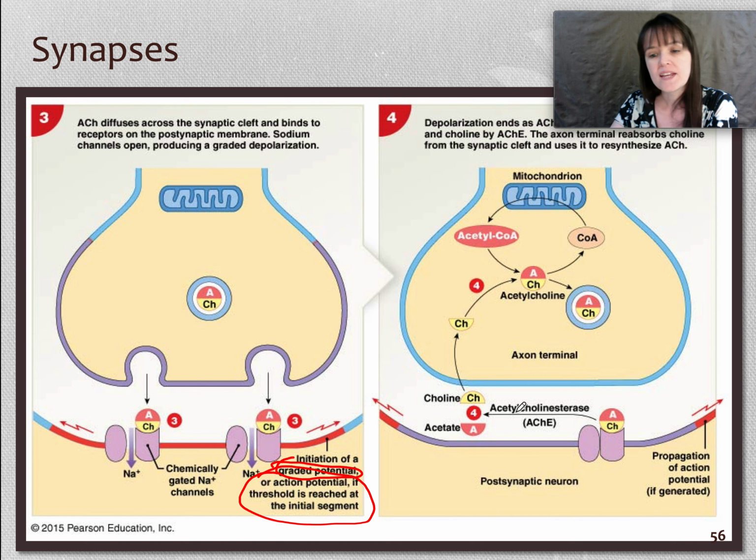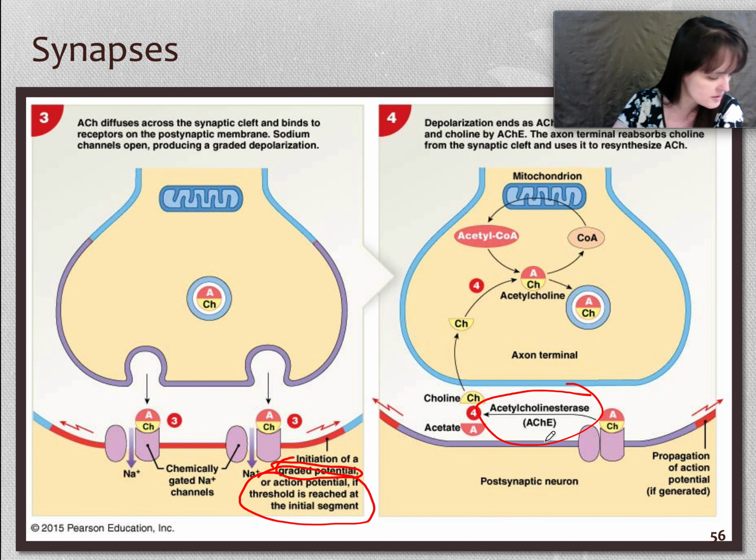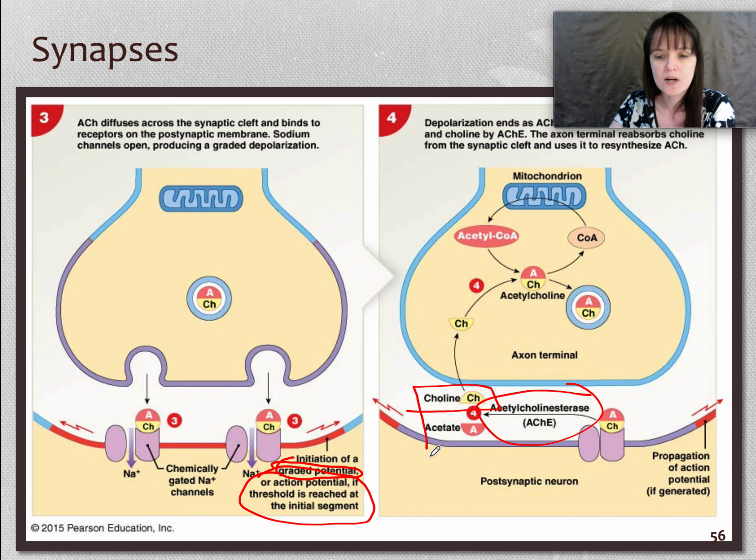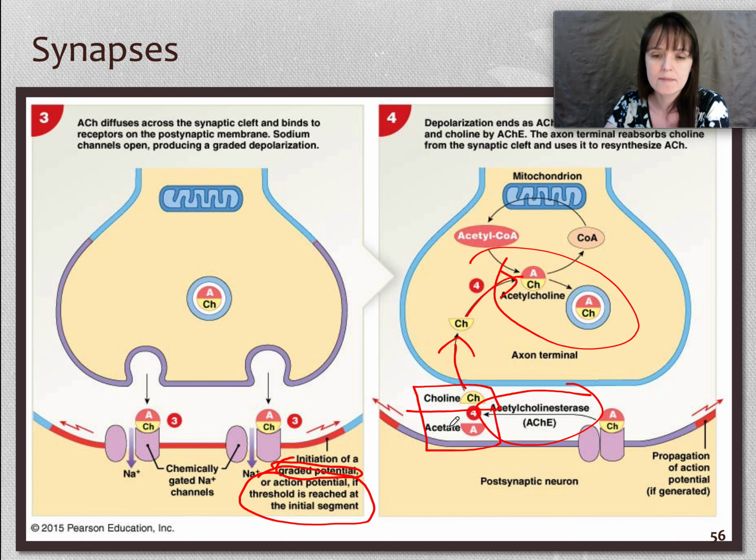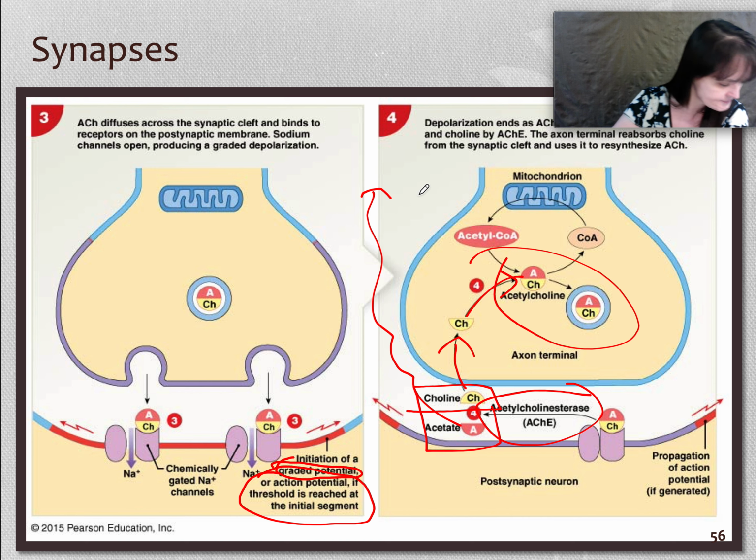And number four, the acetylcholine is broken down by acetylcholinesterase, capital A, capital C, lowercase h, capital E, AChE, all caps but the h is lowercase, and it snaps it into its two constituent parts, which are acetate and choline. Now you do need to know that the choline is reabsorbed by the synaptic knob and recycled to build more acetylcholine. The acetate, however, diffuses out of the synaptic cleft to be used elsewhere. Okay.